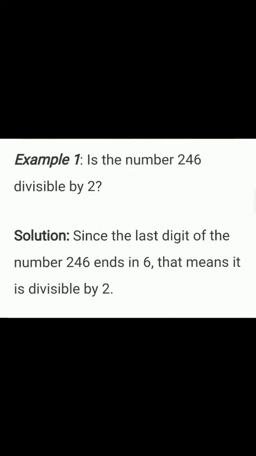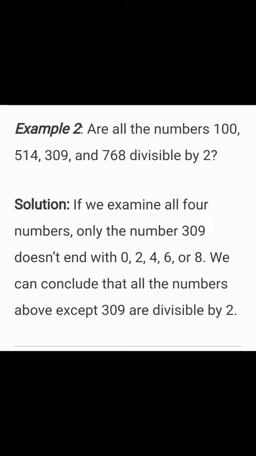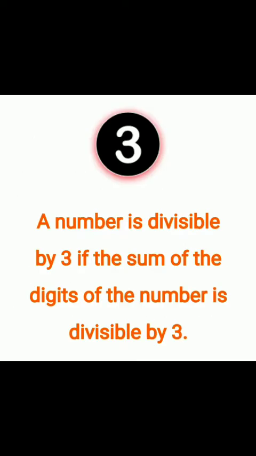Okay, the next example is, are all the numbers 100, 514, 309 and 768 divisible by 2? Solution. If we examine all four numbers, only the number 309 doesn't end with 0, 2, 4, 6 or 8. So we can conclude that all the numbers above except 309 are divisible by 2 because in the last digit they have 0, 2, 4 or 8.